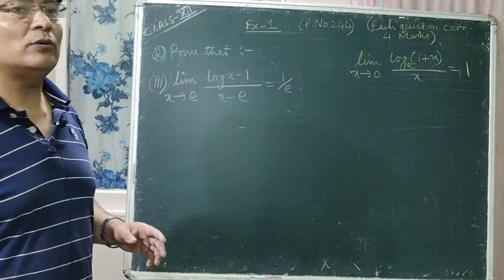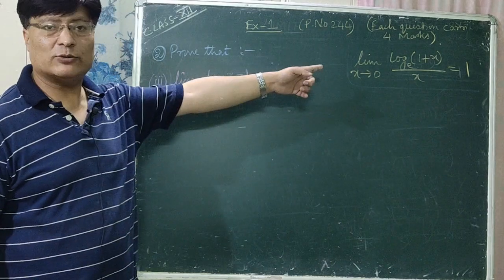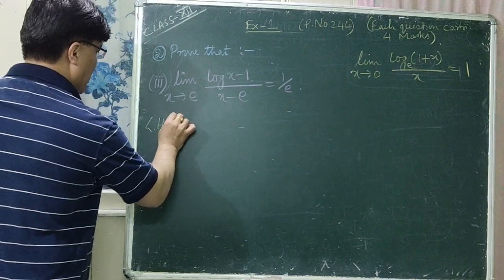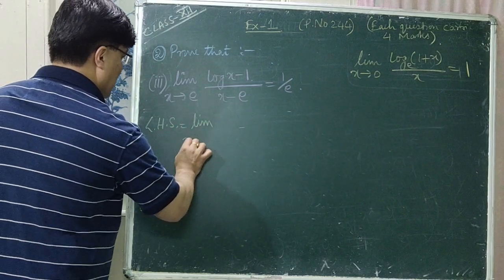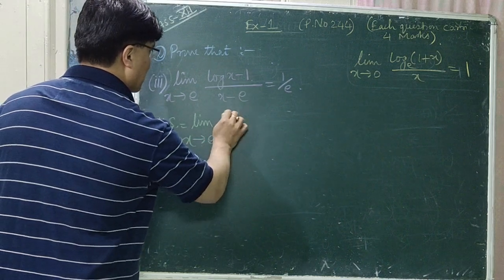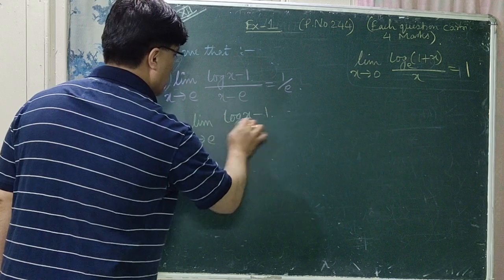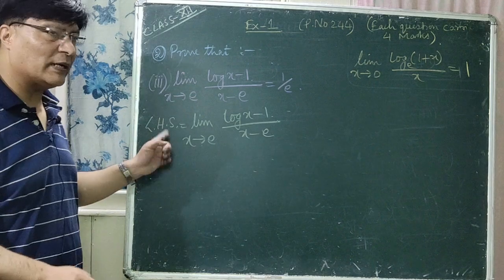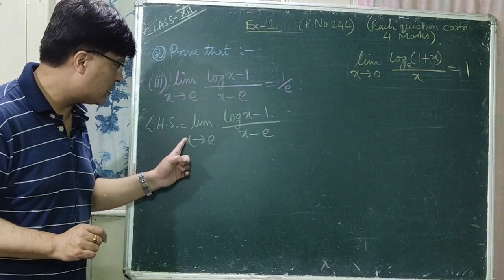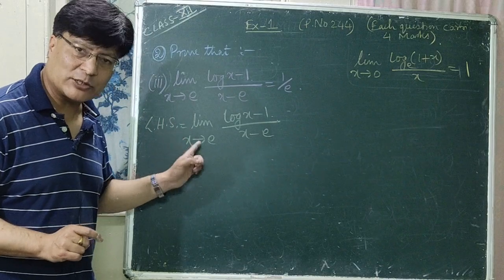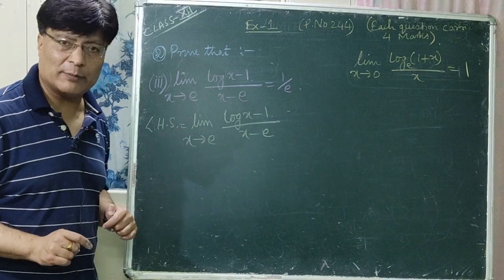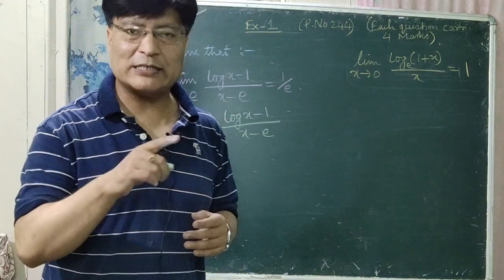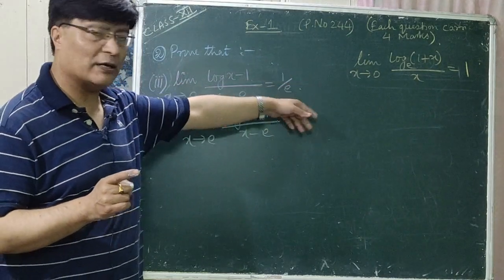Okay? Now you have to convert this limit into that standard form. So let us write down LHS now. LHS is equal to limit x tends to e, log x minus 1 divided by x minus e. Okay? So here, which is the variable and which is constant out here? Since it is given x tends to e, x is the variable and e is a constant. So you have to write down the answer in terms of e. That is, you have to prove 1 upon e.